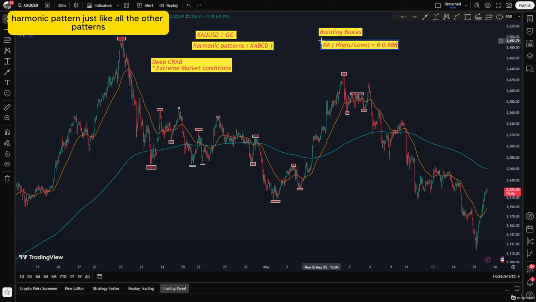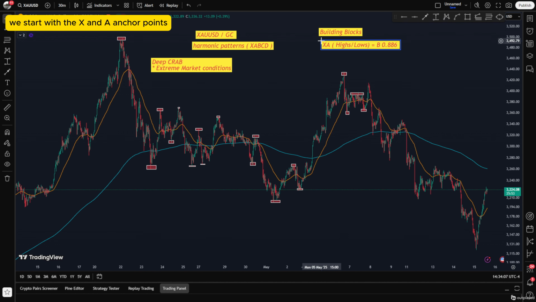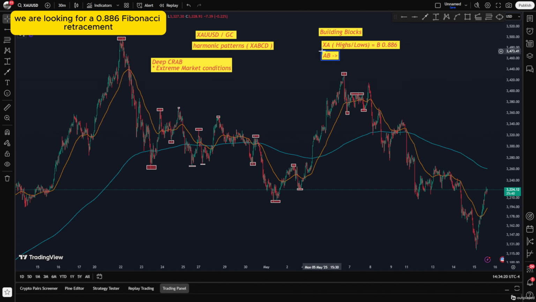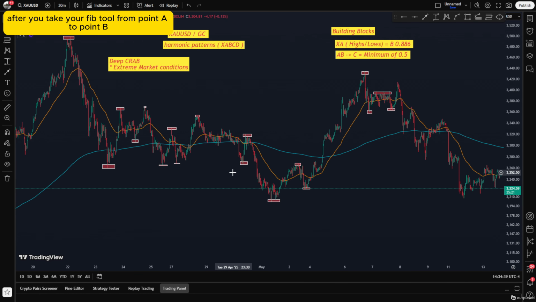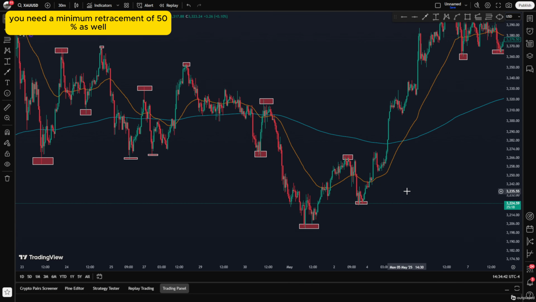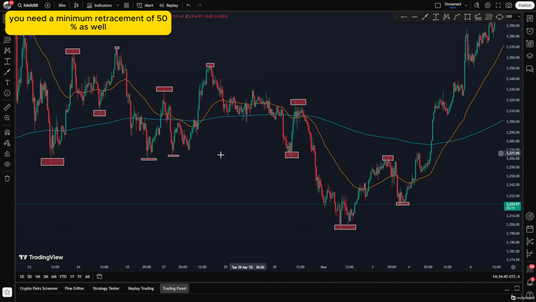Now to start on the building blocks of the deep crab harmonic pattern. Just like all the other patterns, we start with the X and A anchor points, which are either highs or lows. And then for the deep crab, we are looking for a 0.886 Fibonacci retracement for our B point. And for the C anchor point, after you take your fib tool from point A to point B, you need a minimum retracement of 50% as well.